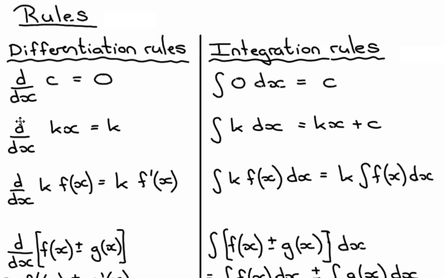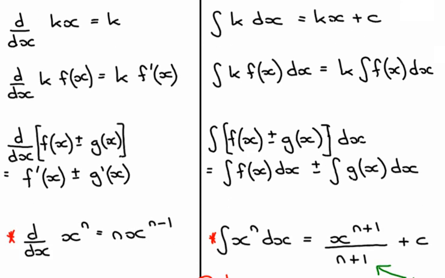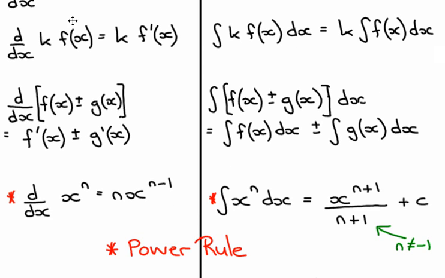Let's try another one. The derivative of a constant times x is just equal to the constant. For example, the derivative of 5x is 5. Go the other way around. So the integral of a constant is equal to the constant times x plus our constant of integration. All right, let's try another one. The derivative of a constant times a function. Remember, with differentiation rules, we can just take the constant out and just differentiate the function. Very similar for integration. The integral of a constant times a function with respect to x, we can just take that constant out and integrate the function.